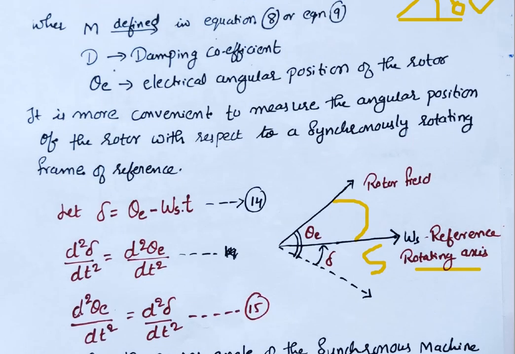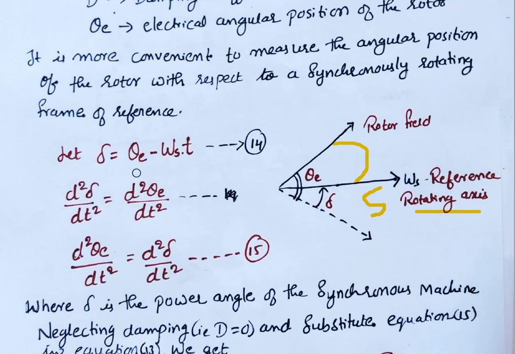The same thing has been given here. Delta equals theta_e minus omega_s, the reference rotating axis speed, which is in mechanical, remember that, times t. Now when we differentiate the above equation twice, you will get d square delta by dt square equals d square theta_e by dt square. Just interchange. This is my equation 15.